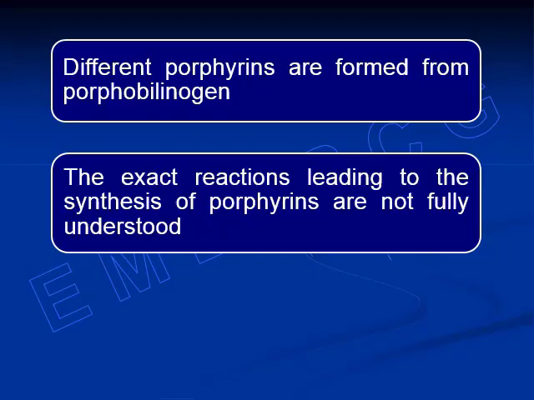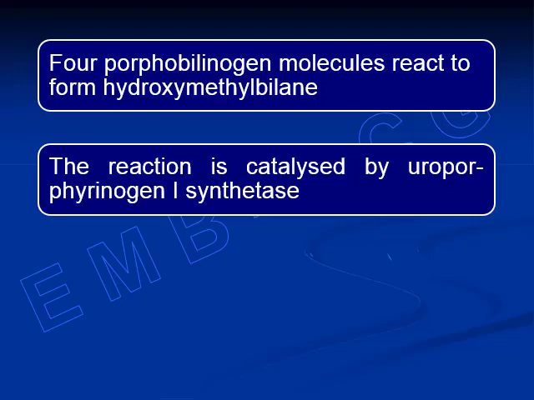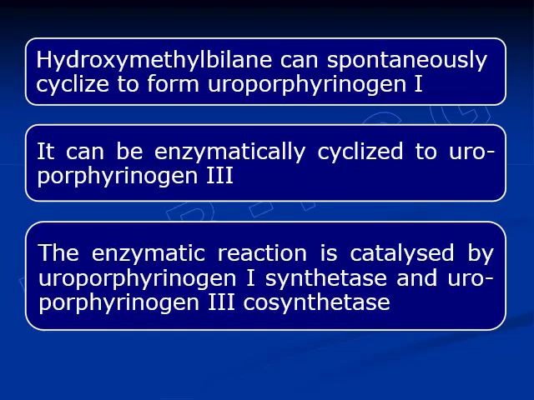Different porphyrins can then be formed from this parent porphyrin called porphobilinogen. So the first porphyrin that developed is your porphobilinogen. The exact mechanism by which this synthesis takes place is not really fully understood. 4 porphobilinogen molecules will react with hydroxymethylbilane, and this reaction will be catalyzed by the enzyme called uroporphyrinogen 1 synthetase. And as it happens, when the porphobilinogen reacts with hydroxymethylbilane, it can spontaneously form uroporphyrinogen 1.